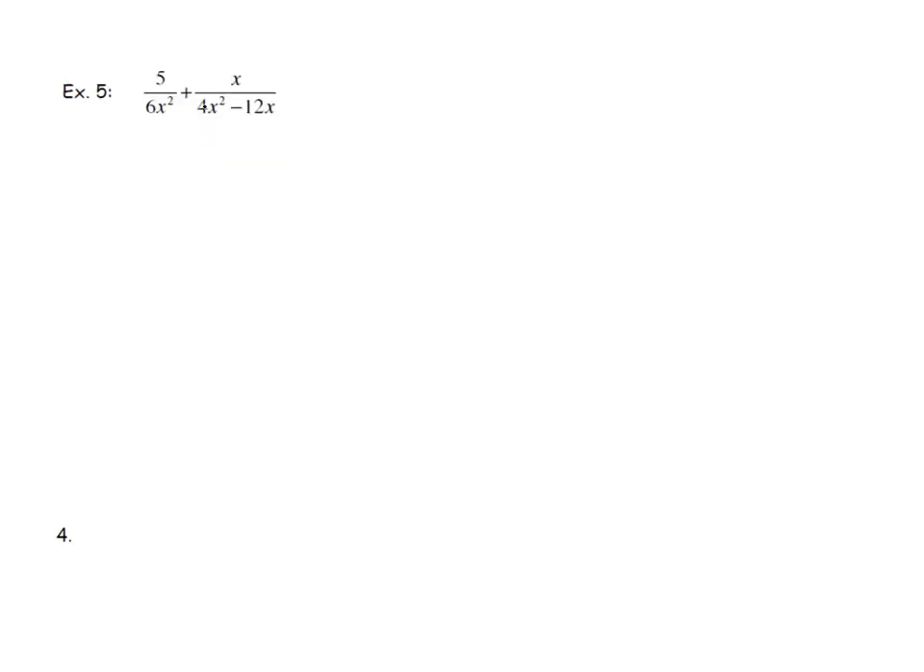Okay, because this is a binomial, we need to factor it first. So first, we're going to factor the denominator. And that one we can't factor. Then we're going to get our least common multiple, which is our least common denominator. So we're going to take what they have in common, which is really nothing. These are monomials though, so we're going to multiply those together.